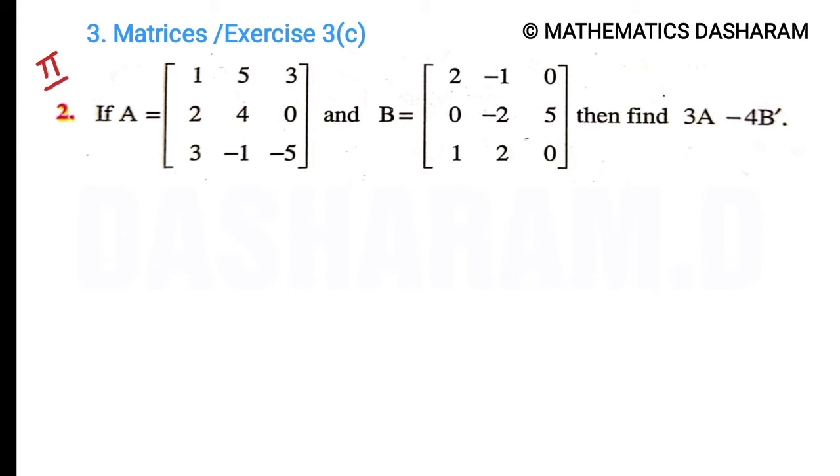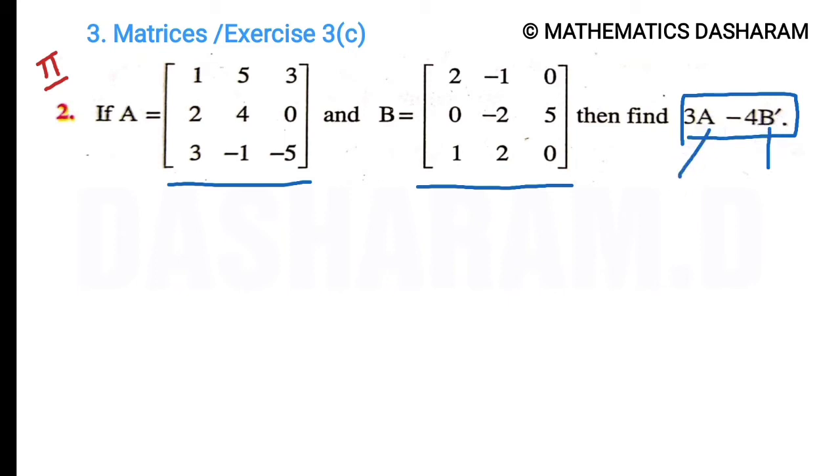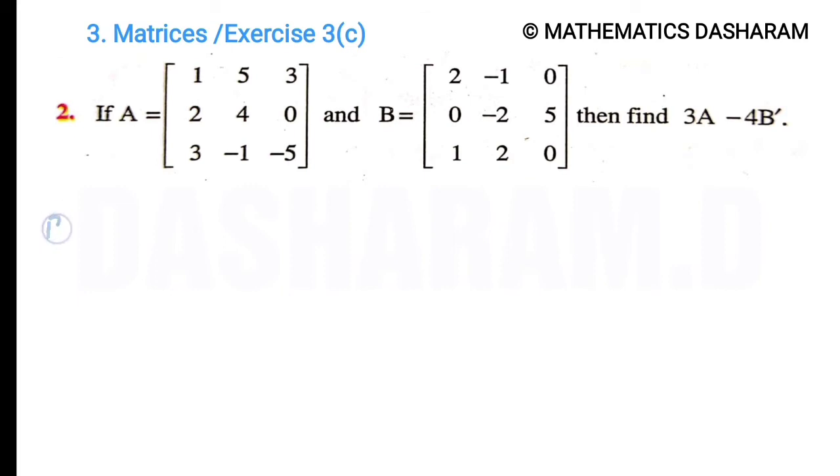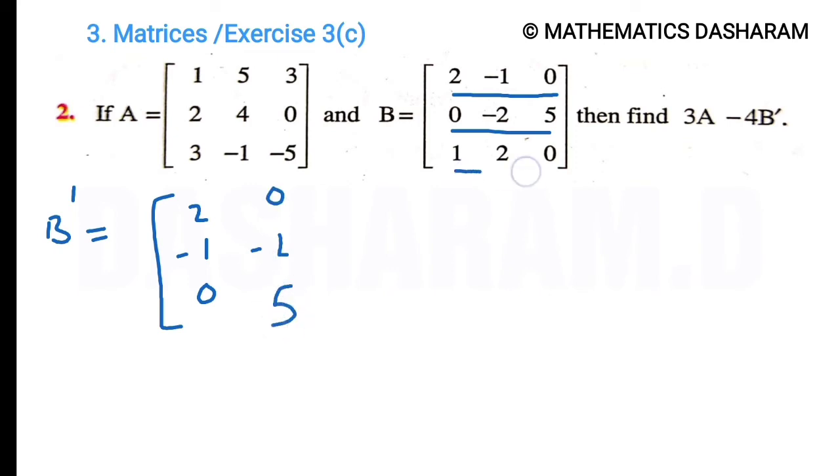If A equals a given 3 by 3 matrix, B also a 3 by 3 matrix, then find 3A minus 4B dash. Here the A matrix is already available, but the B dash matrix is required. So let's find the B dash matrix. B dash means the first row 2, minus 1, 0, write it as the first column. Second row 0, minus 2, 5, so second column. Third row 1, 2, 0, so third column. So it is B dash.